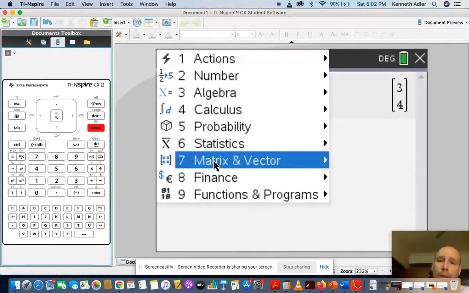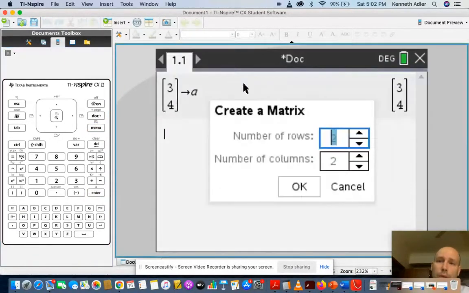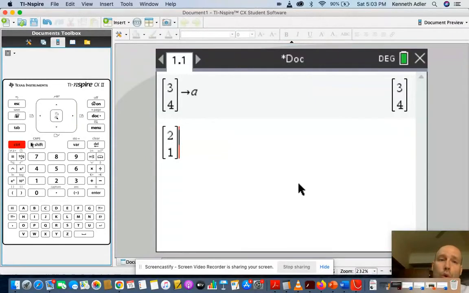And then we're going to create another matrix. Menu, matrix vector, create matrix. 2 rows again, and this time it's 1 column, same thing. And the other vector we had is 2, 1. Now they used to teach matrix in the class, but they got rid of it. So it would be something interesting to do for your exploration. We're going to store this as B, so control var B.